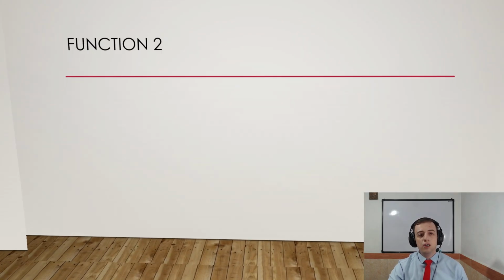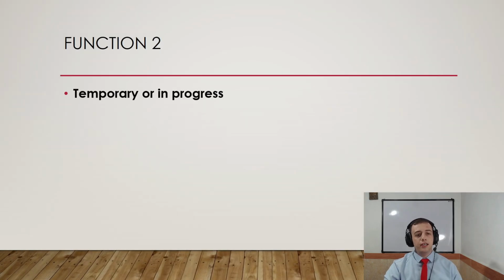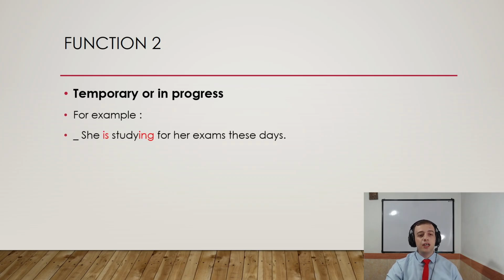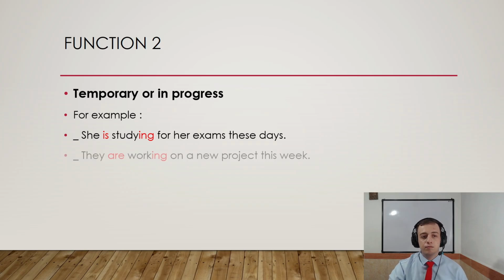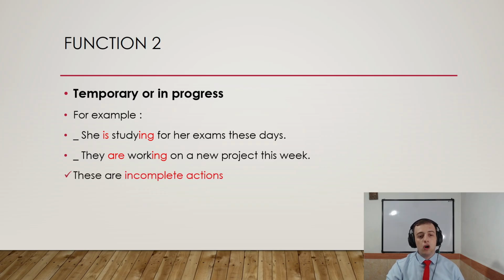All right. The second function is temporary or in progress. When you want to talk about something that is temporary or in progress, you can use present continuous. For example, she is studying for her exams these days. And they are working on a new project this week. These are incomplete actions. They are not completed.